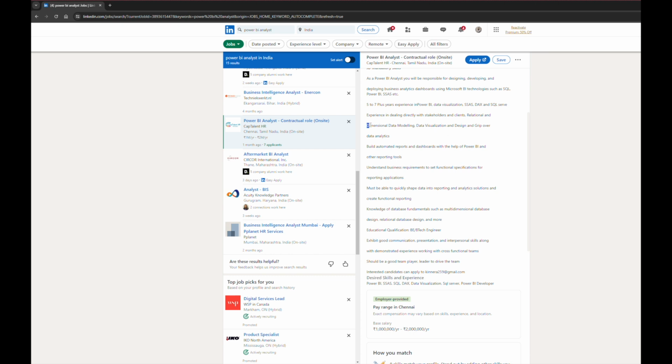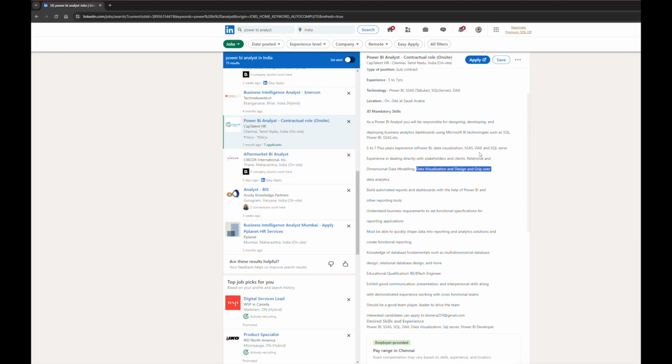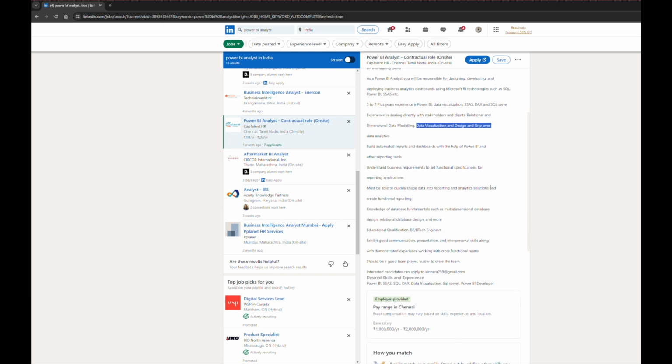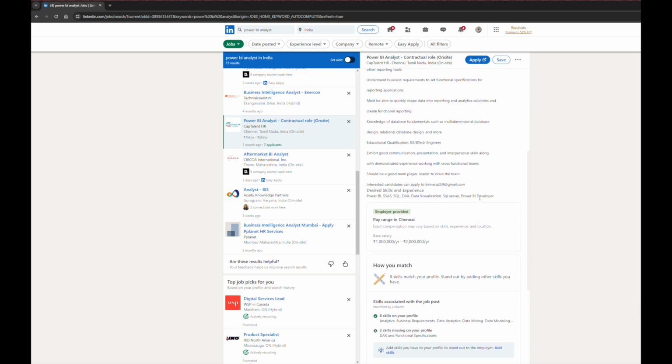So these are the keywords that keep getting repeated in job descriptions. So if you use these keywords, there is a high possibility that your resume will get picked up. They have also used DAX, SQL Server, SSAS, right? Data visualization. So these are the keywords that you actually need.